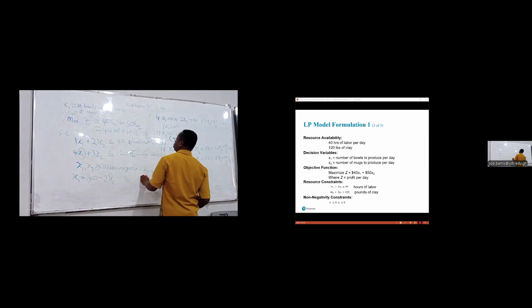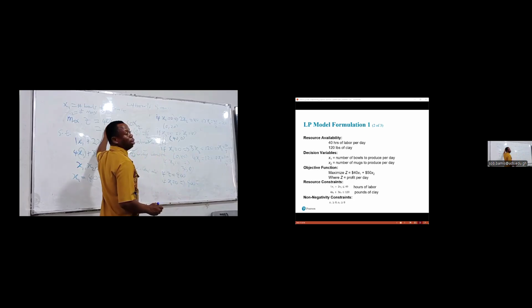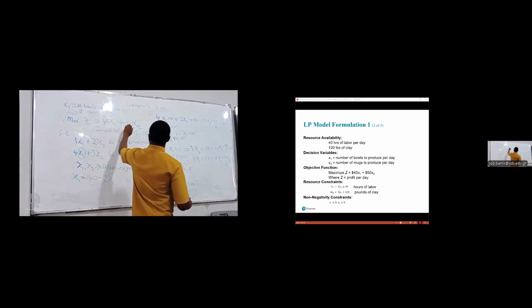if x1 is equal to 0, what will that be? 900 is equal to 50x2, which will mean that x2 is equal to 900 over 50, which is 18. So our first point is 0, 18.